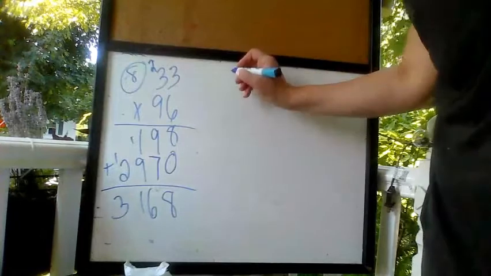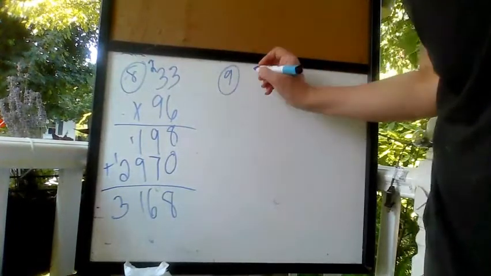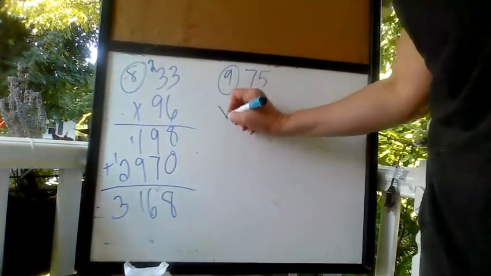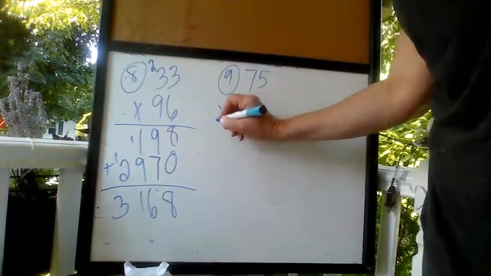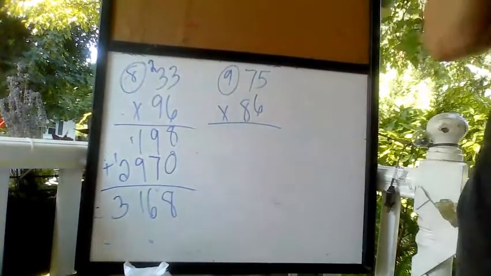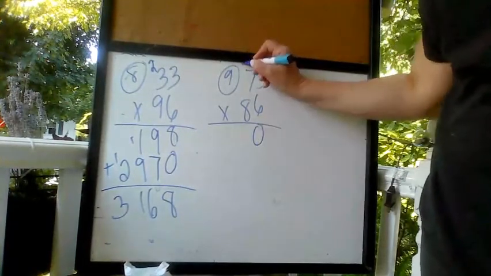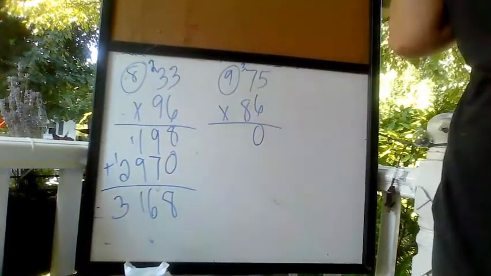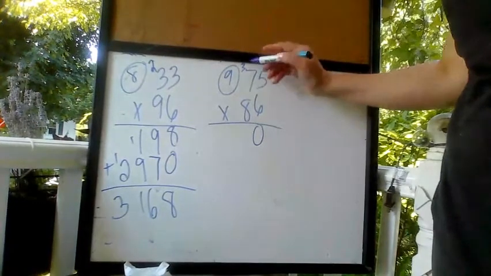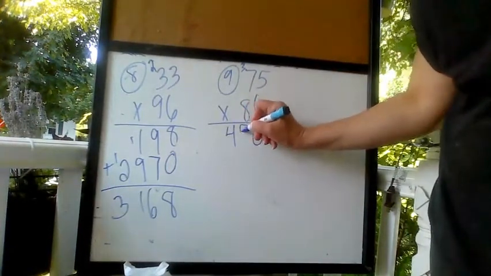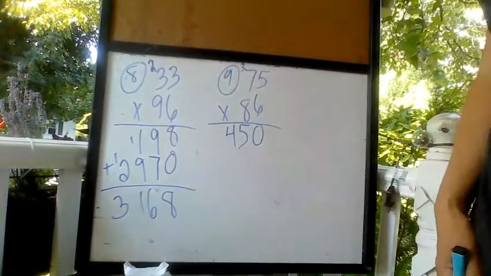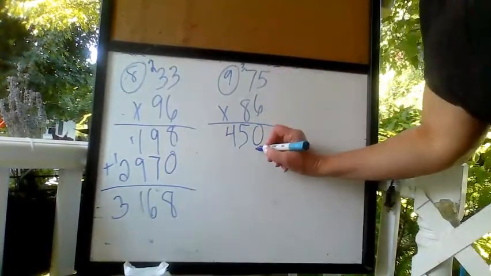Okay, number 9. 9 is 75 times 86. 6 times 5 is 30. Put down the 0, carry the 3. 6 times 7 is 42 plus 3 is 45. 8 times 5 is 40. Put a 0 here, sorry.